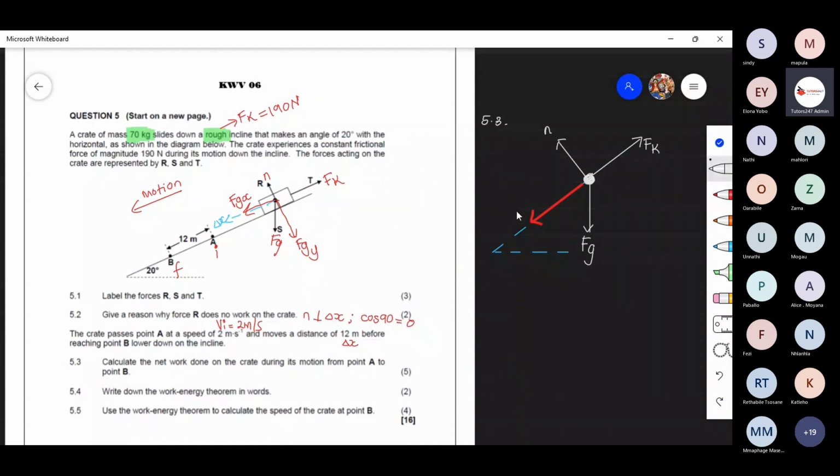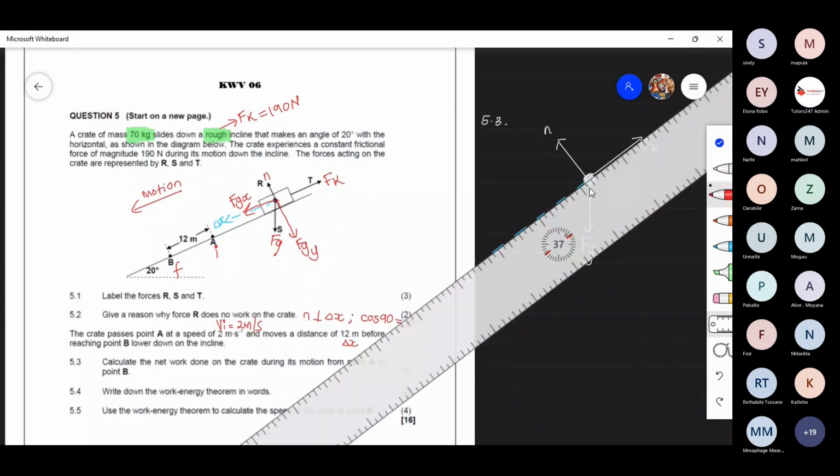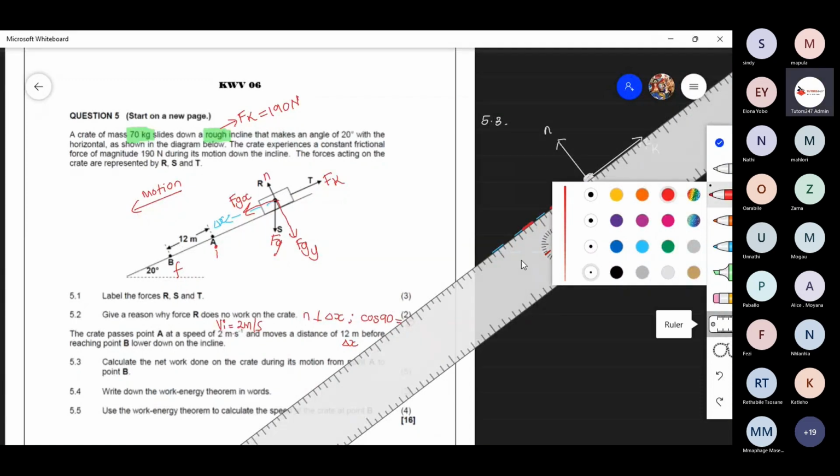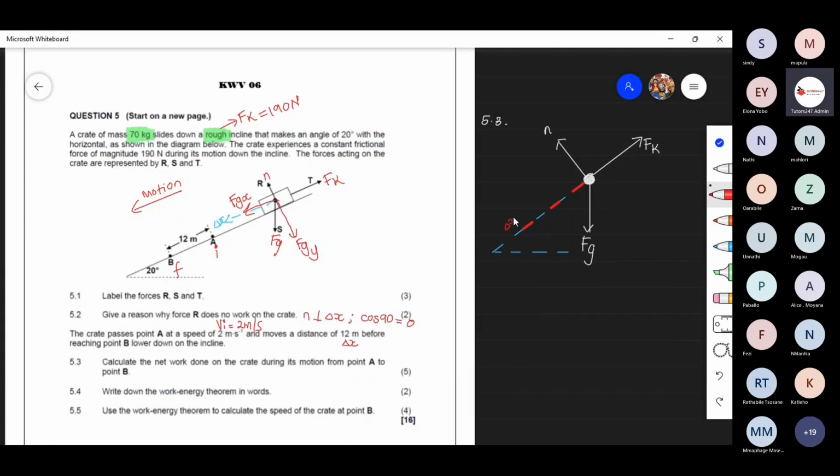Okay, if you are going to ask at the end. This is displacement. Let me not use an arrow. I don't like using an arrow for displacement. This is actually supposed to be a dotted line. So that is our displacement vector.